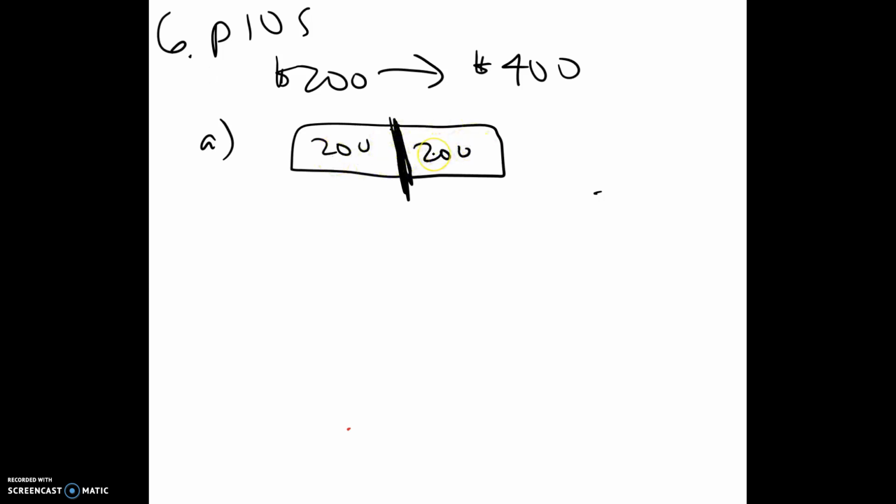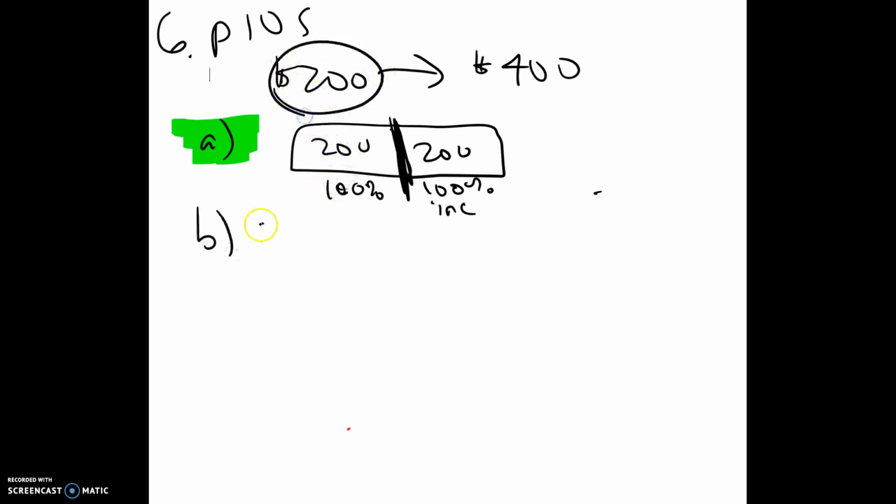The word increase implies adding. So here's 100%. We're adding another 100%. So it is a 100% increase. So A is true. All right. So let's look at B. B says the new price is double the initial. Well, if I double it, or you can look at the picture, you can see it literally is double. That is also true. So doubling is true.